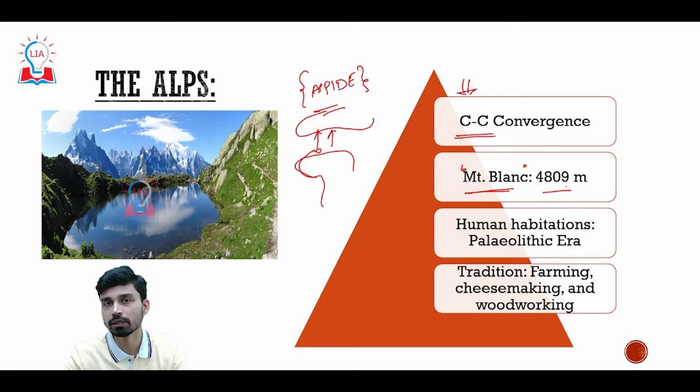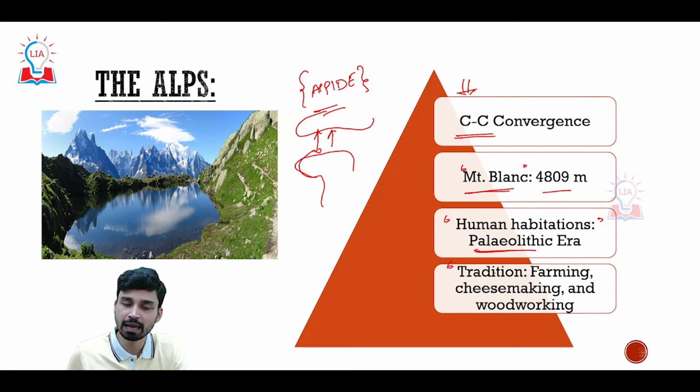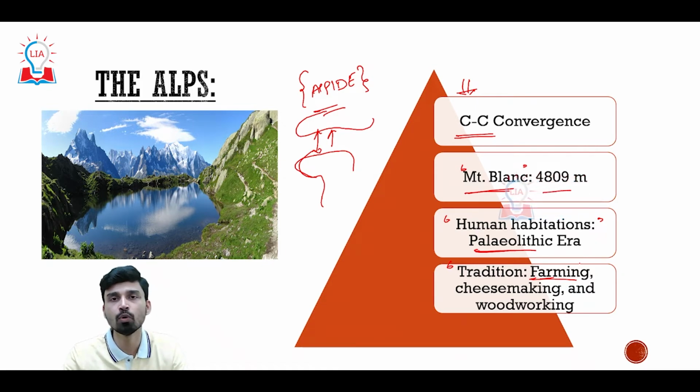The Alps mountain has been inhabitable ground for humans for a very long period of time, and it is believed that the first human habitations in the Alps region were as old as the Paleolithic era. Traditionally, the people inhabiting the Alps region were mainly engaged in activities like farming, cheese making and woodworking, which you can also see even nowadays if you go to the village areas of the Alps, especially in the French and Italian regions.